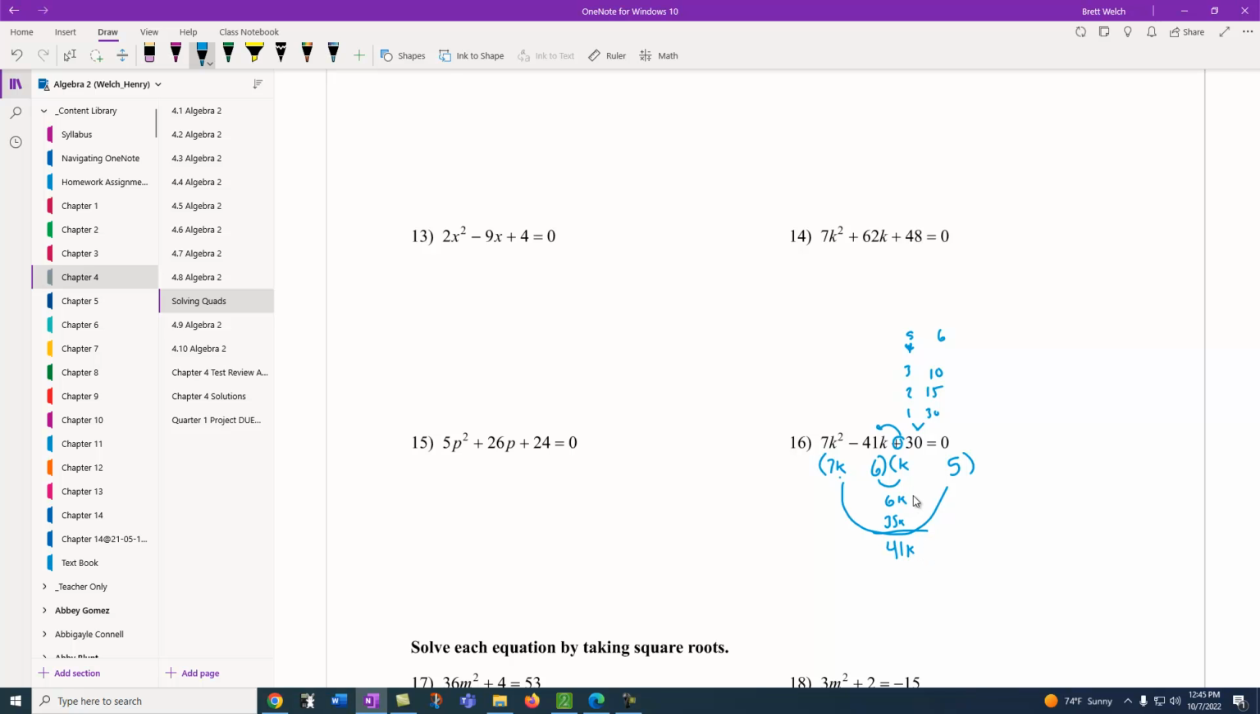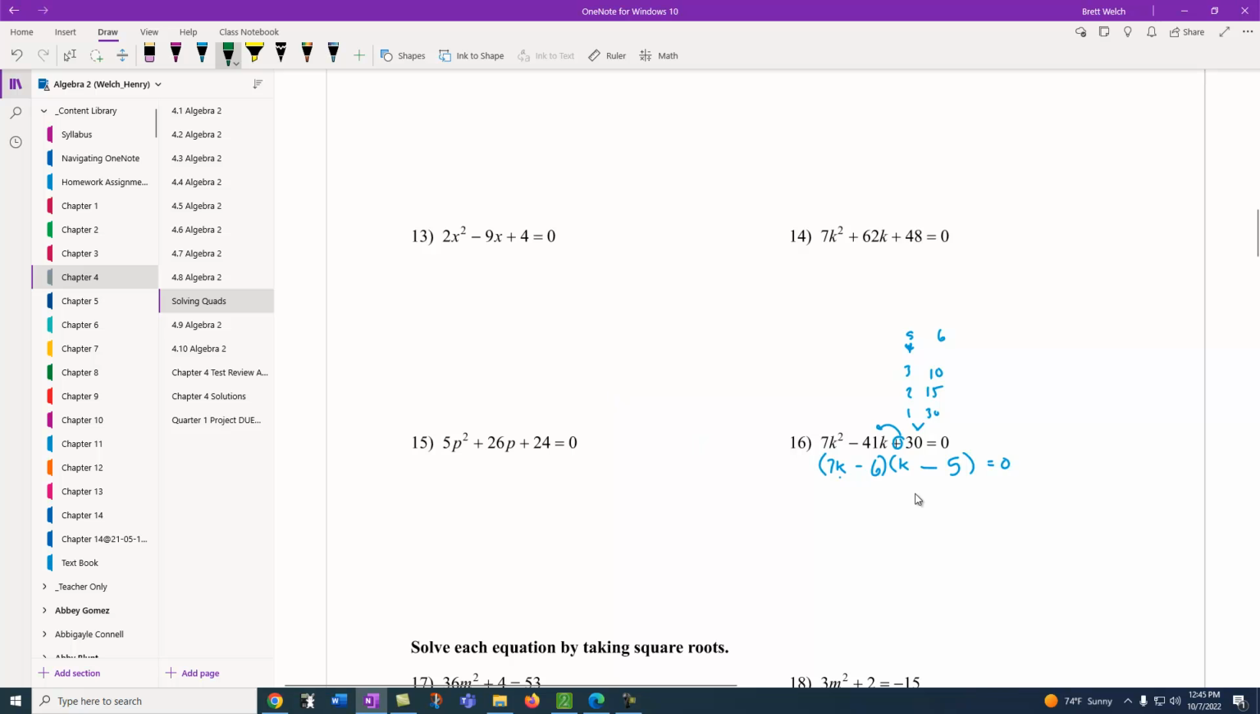Now in order for this to work, I have to make sure my signs match, and I want this 41 to be a negative 41, which would mean I need both of those to be negative, which means I have that and that. It's equal to 0. I'm going to erase this real quick. You might have to pause the video. I'm going to erase this work down here.